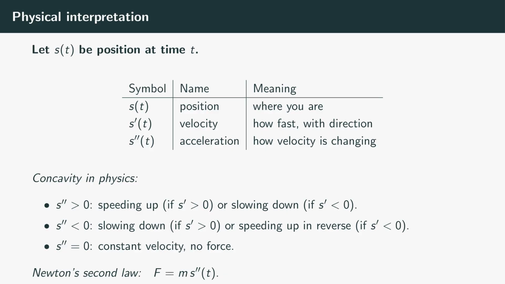One more refinement worth noticing. There's a difference between velocity and speed. Velocity is signed, it's s prime. Speed is the absolute value of velocity. You speed up when velocity and acceleration share a sign and slow down when they have opposite signs. So s double prime alone doesn't tell you speeding up or slowing down, you need both s prime and s double prime. Sign agreement of the two derivatives, speeding up. Sign disagreement, slowing down. This is exactly the same as the 4 combination table we just looked at, now wearing physics clothes.